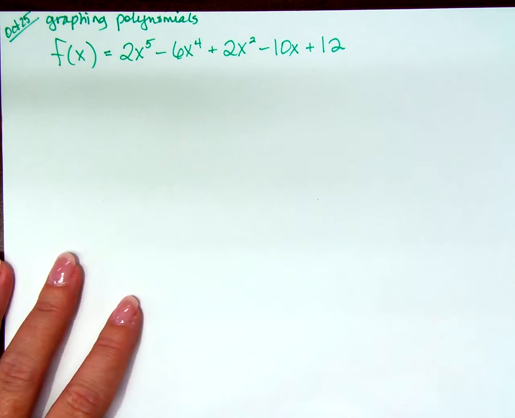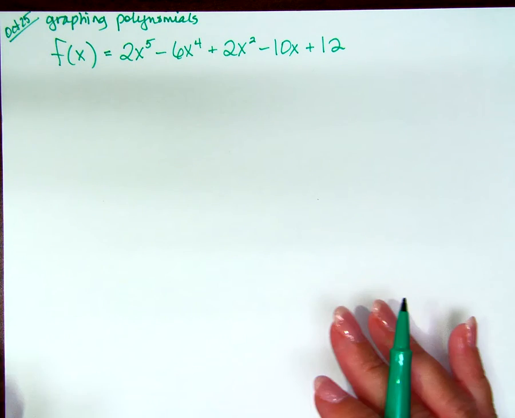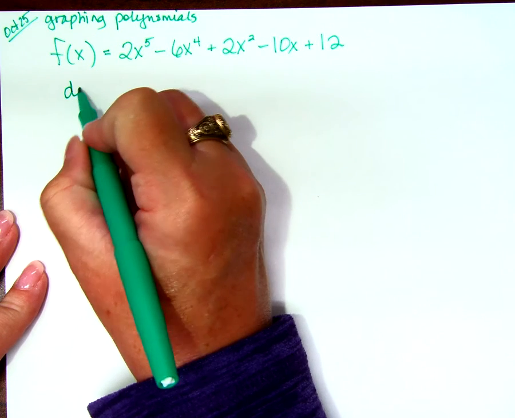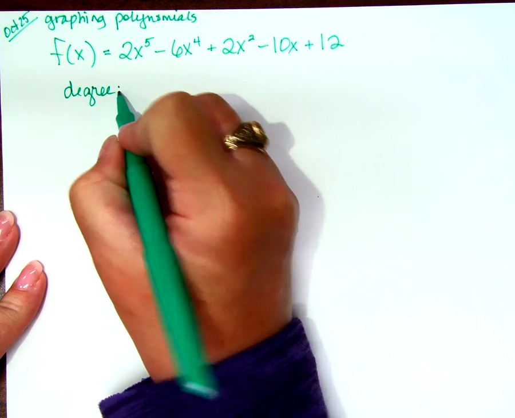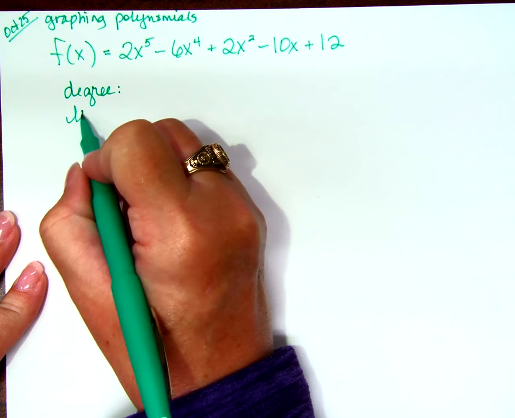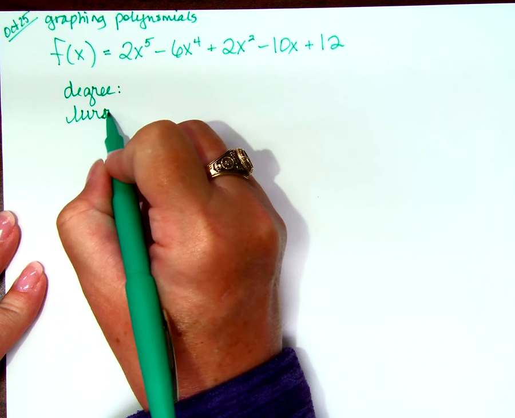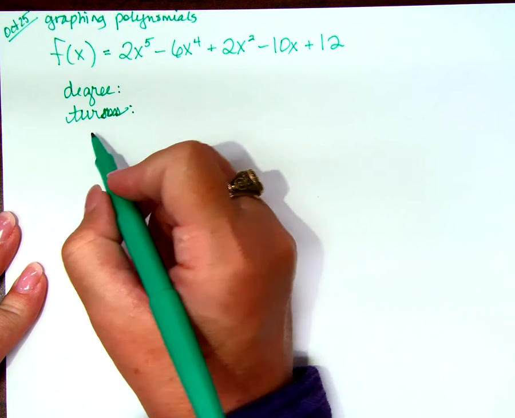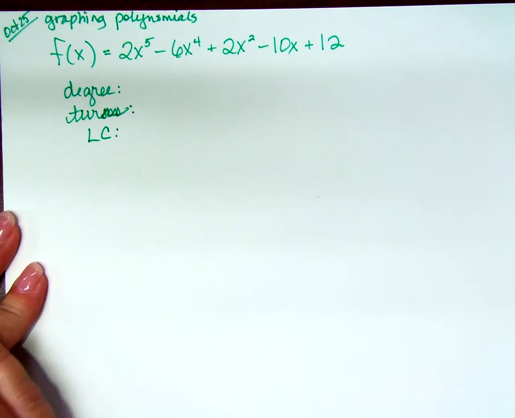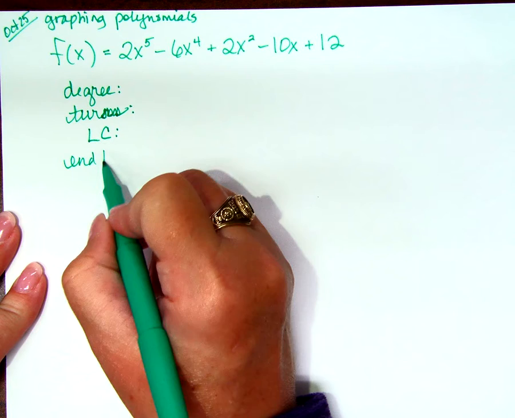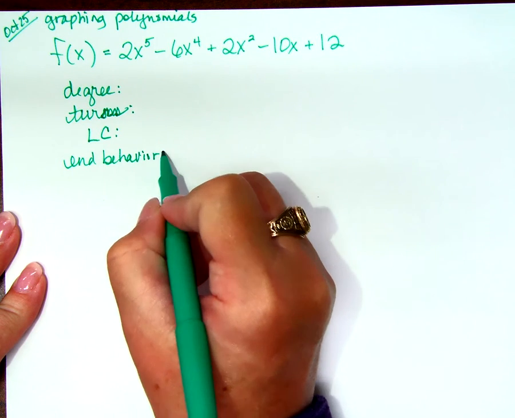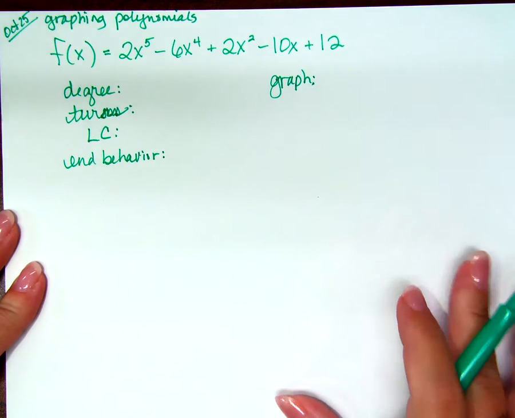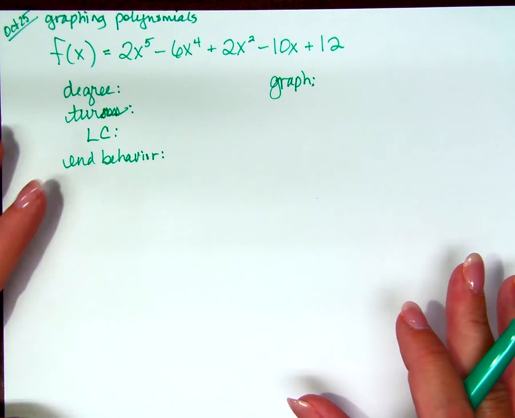So instead of just putting this in the calculator, we're going to talk about some of the qualities, some of the properties of this. These are the things that I'm going to need you to know how to do. I need you to know how to find the degree. I'm going to need you to know how many turns there are, T-U-R-N-S. Sorry. And I'm going to need you to know the leading coefficient, and the end behavior. Once you know all those things, you're going to be able to graph it. Now, it won't be an exact replica of what's in the calculator, but it'll be pretty close.